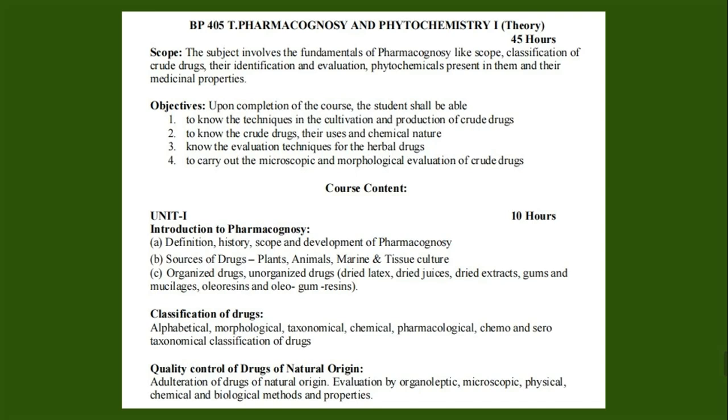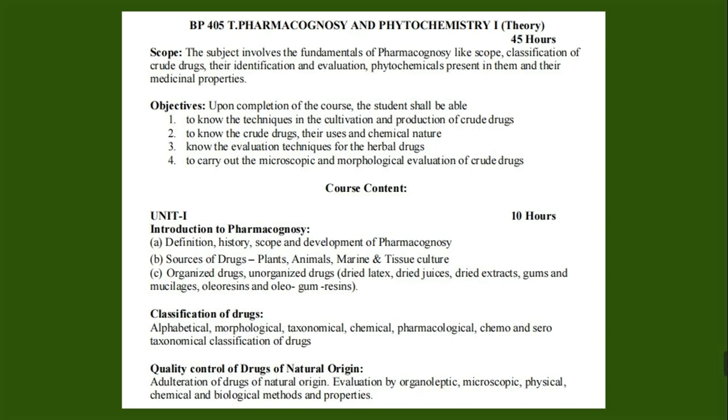Definition, history, scope, and how pharmacognosy developed. We have different drugs and different sources such as plants, animals, marine, and tissue culture. The third subtopic is organized drugs and unorganized drugs. So, what are organized drugs? These drugs are direct parts of the plant and consist of cellular tissues, whereas unorganized drugs, even though they are prepared from plants, are not a direct part of the plant. They are prepared by some intermediary physical processes such as incision, drying, extraction with water, etc.